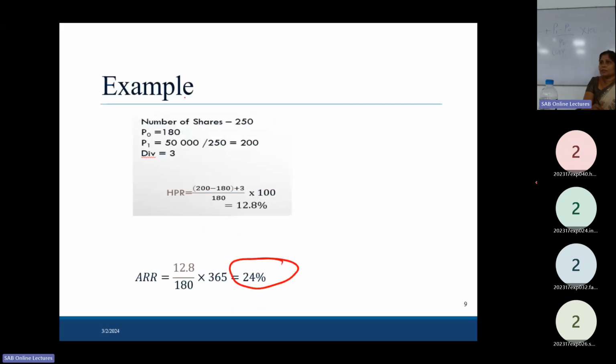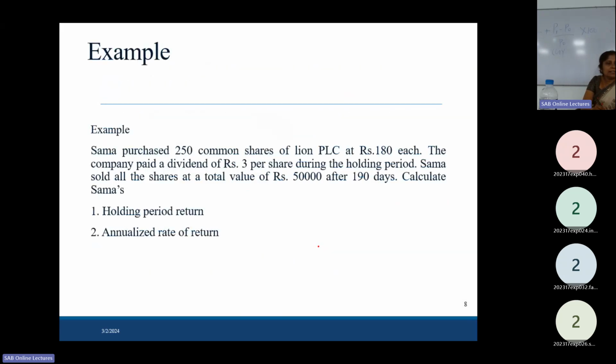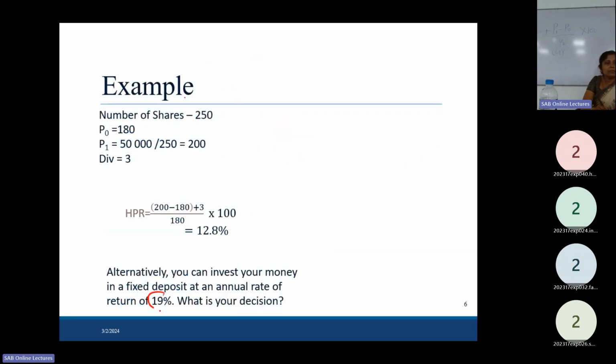24%? 24%. Now what is the decision? You can see higher the risk, higher implied return. If you go to the Lion PSC, you will get 24%. If you go to this fixed deposit, you can see it is 19%.